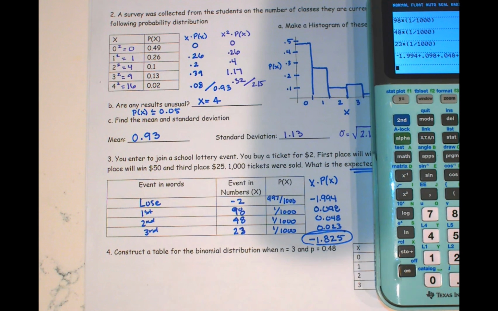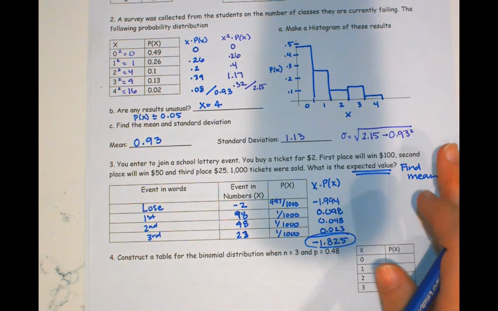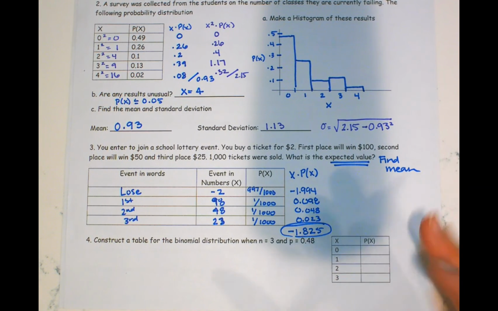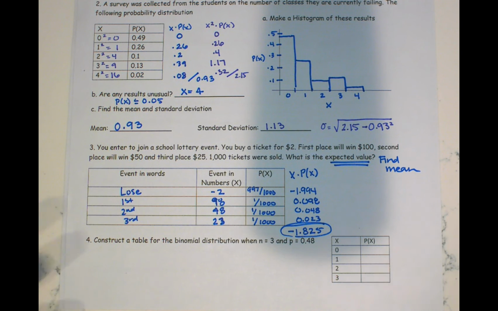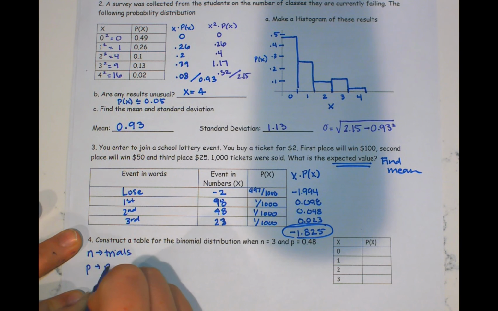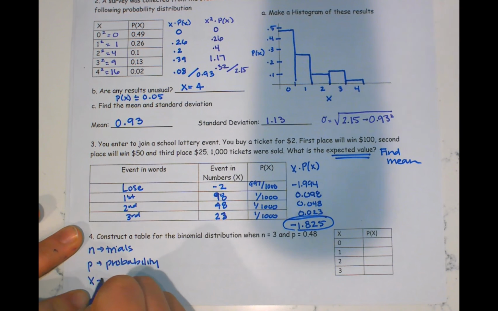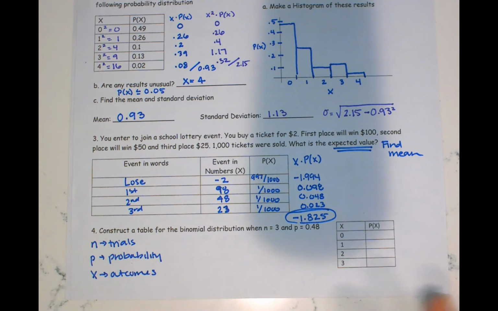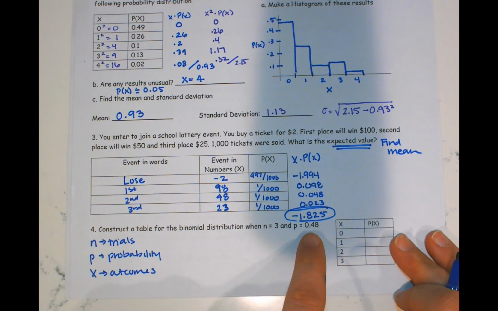All right, so that was kind of all the stuff that went with our probability distribution. So then we started talking about our binomial distribution. So remember, for your binomial distribution, you need 3 things. You need an n value, which represents the number of trials. You need a p-value, which represents your probability. And then your x value is the outcomes that you're looking for. So it wants me to make a table for n is 3, p is 0.48, and then for each of these x values.